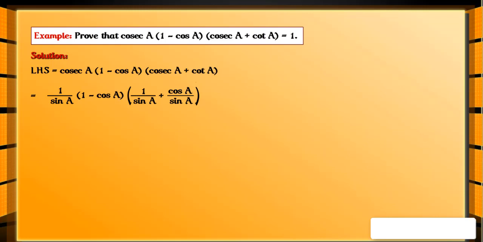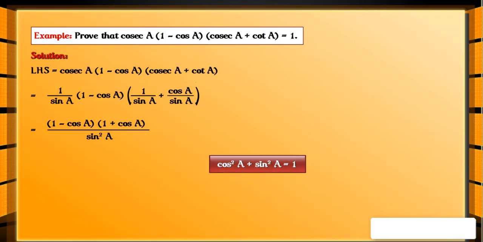Taking LCM and simplifying, we get (1 minus cos A)(1 plus cos A) upon sin square A. Using the identity cos square A plus sin square A is equal to 1, we get 1 minus cos square A upon sin square A is equal to sin square A upon sin square A is equal to 1. This is same as right hand side. Hence proved.